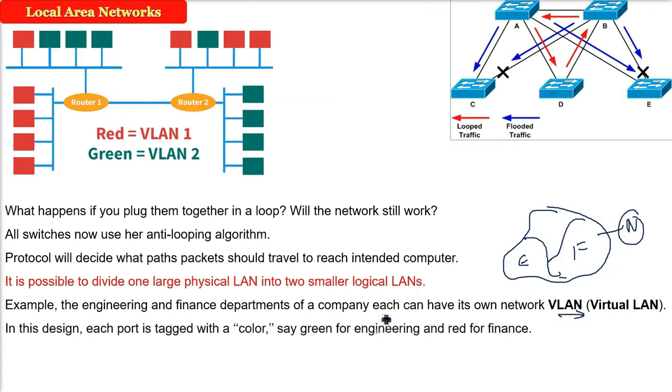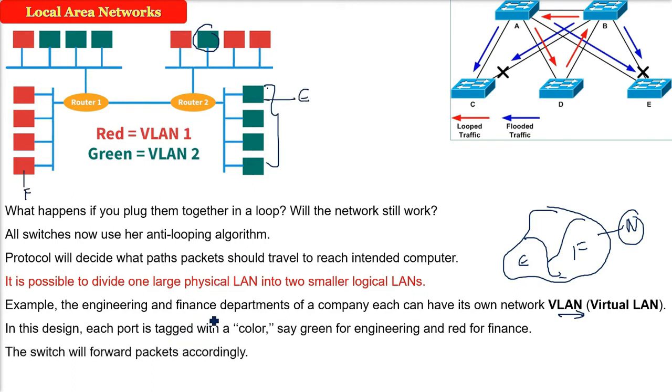How will we design this? In order to do this, as I told you about the switch, each port is tagged with a color. And now we give a certain color to a certain department. For example, we give green for engineering and red for finance. You can choose any color, but this is the basic idea you should know. The LAN can be divided into multiple logical LANs. So red is for finance and green is for engineering.